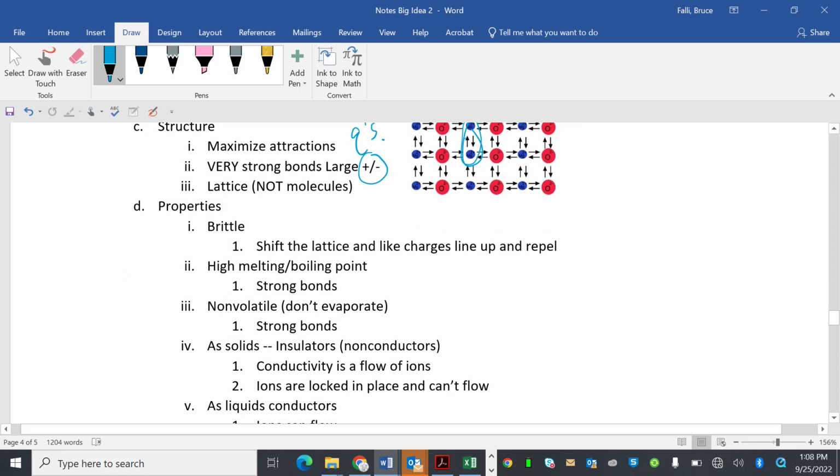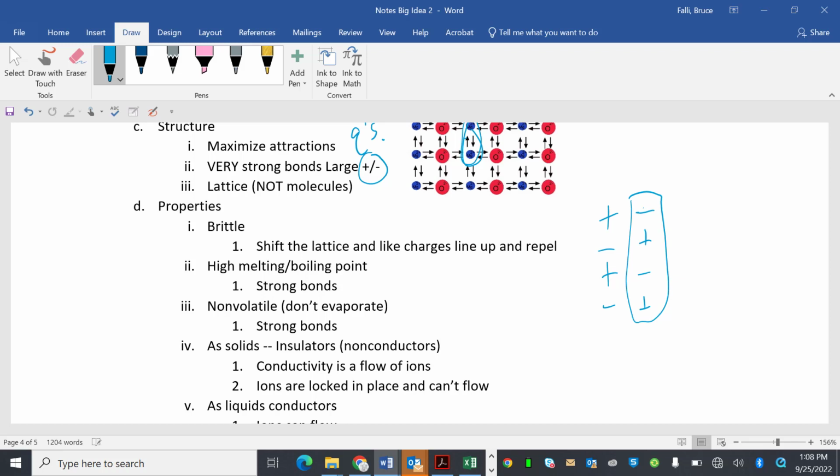Properties: they're brittle. So if I took my positive, negative, and I had negative, positive, and I shift it just a little bit, so if I took these and moved them down a little bit, instead of being super strong, awesome bonds, I now get negative, positive, and that repulsion is going to break. So shift the lattice, and the charges line up and repel, and you get cleavage lines. So it'll have a specific shape how it breaks.